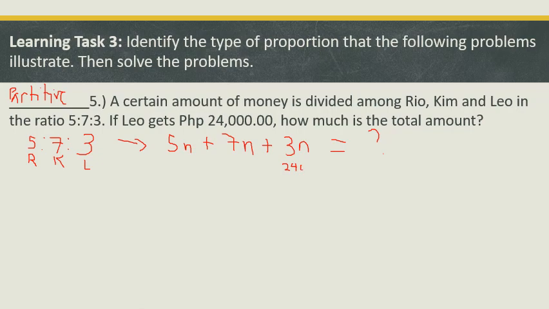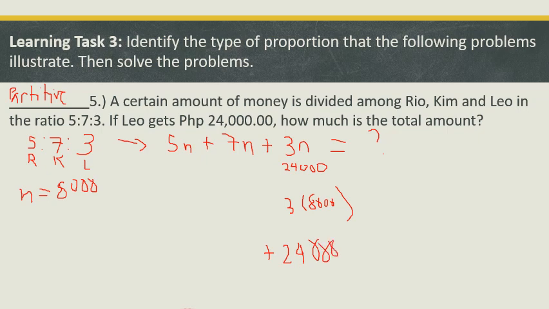So, paano naging 24,000? Ano ba ang n? Anong minultiply sa 3 para maging 24,000? Ano yung n natin dito? So, 24,000 divided by 3. So, yun po ay 8,000. So, ibig sabihin ng n natin is 8,000. Kasi 8,000 times 3 is 24,000. So, kaya yung 3 times 8,000 is 24,000.